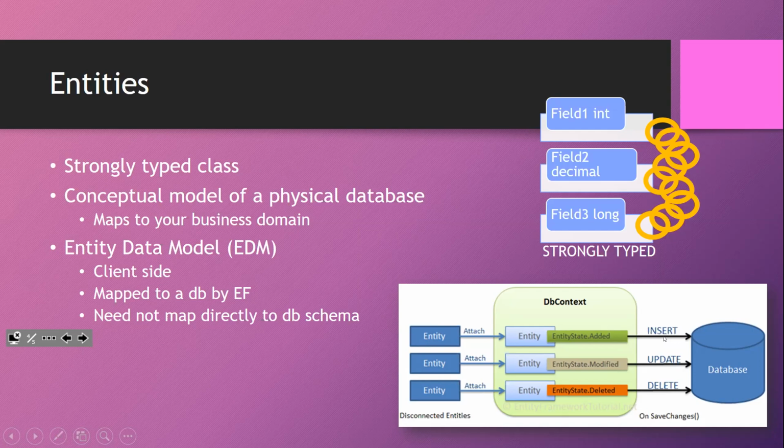When we're looking at Entity Framework, we're concerned about this entity data model. Everything in our model is going to be on the client side. It's going to be data that's mapped to a database by our Entity Framework. And we don't have to map directly to a schema. We'll see what that means maybe.